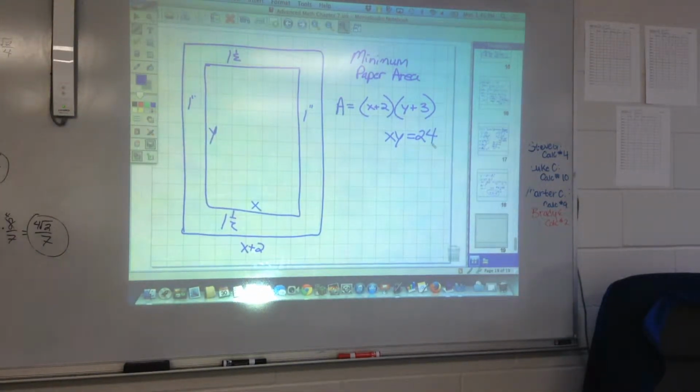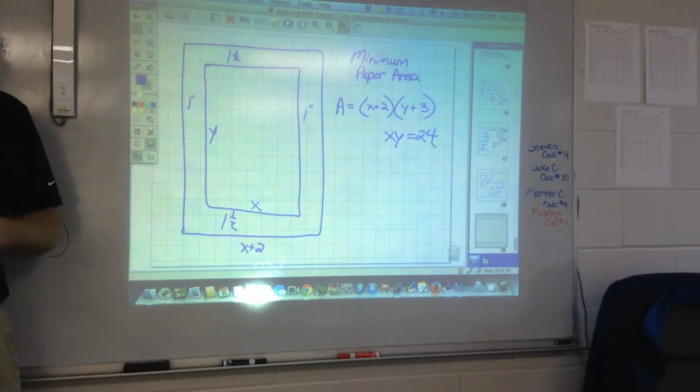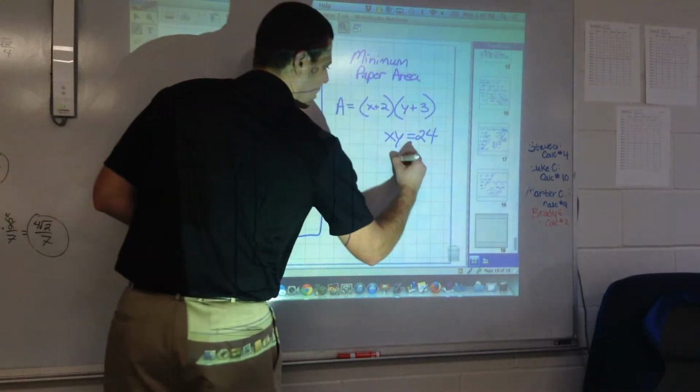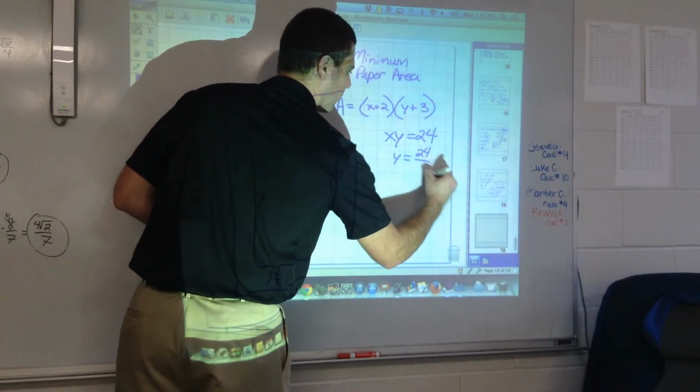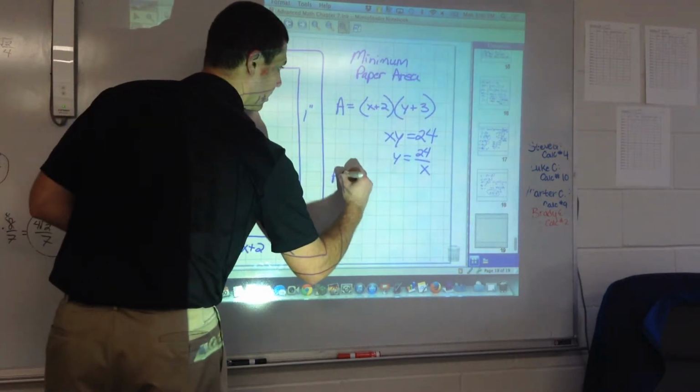So then we do the same thing over the 6. Yep. Doesn't matter which one you want to solve for. If you want to solve for x and plug it in, if you want to solve for y and plug it in, it's entirely up to you. I'd probably go y equals 24 over x. Then I can replace this y with 24 over x.